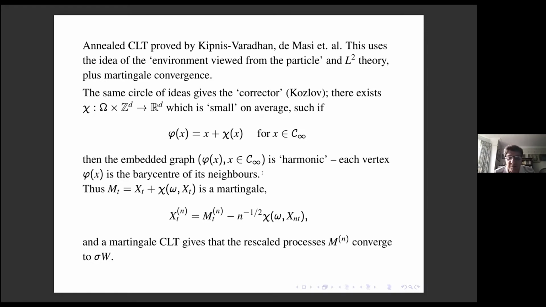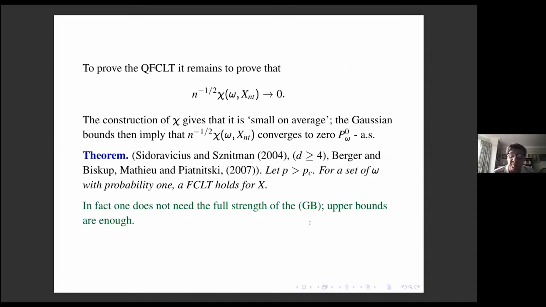What that means is that if we look at phi of the random walk X_n, we have a martingale. So we can rescale things, and we can write X^n_t, the rescaled martingale M^n, minus the rescaling of the corrector applied to the process X. And this rescaled martingale is ergodic. We have control over its increments. And so a martingale CLT gives fairly easily that the rescaled processes M^n converge to a multiple of Brownian motion. So to handle the process X^n, this term is good. We just need to know that the second term converges to zero. So to prove the quenched functional central limit theorem, it remains to prove that the rescaled corrector process converges to zero. Now, I didn't go into details at all, but the construction of the corrector gives that it's small on average.